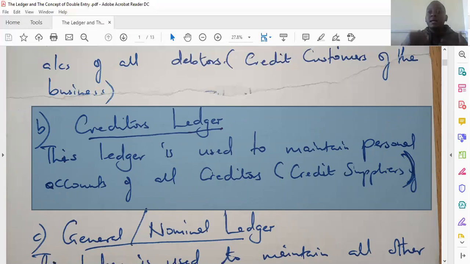So creditors are those persons who have supplied to us on credit basis, on the basis of a promise by us that we will pay them at a later date. In this case, the creditors ledger is used to maintain these persons that sold to us on credit basis. So in the creditors ledger, we have the personal accounts of all our credit suppliers.